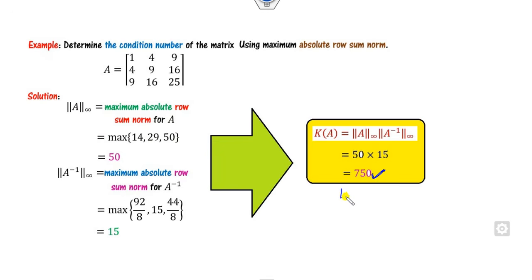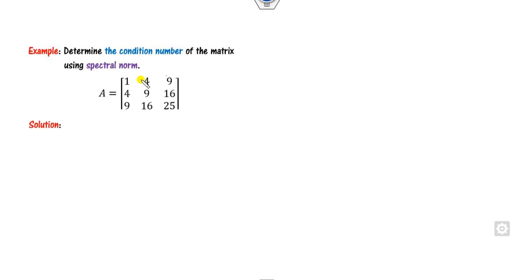Now clearly this number is a very large number, so it means that this system is ill-conditioned. If you make a small change in any of the numbers, it will give a very drastic change in the solution. Look at another one. Again we have considered the same example here, but now we are using the spectral norm. That means we are taking the L2 norm. It is also called the Euclidean norm.